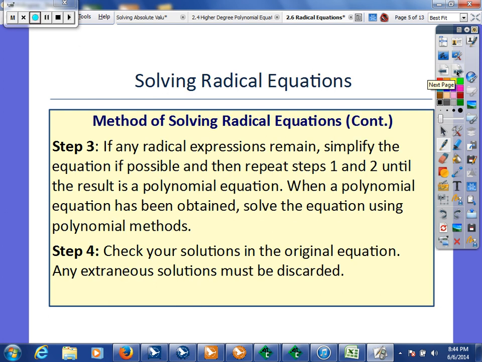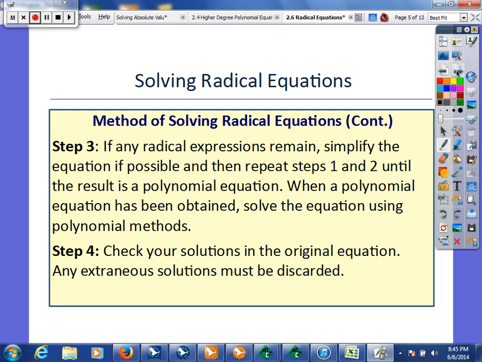Step 3 says if any radical expression remains, so let's say there were 2, one on one side, one on the other, and you can typically only get rid of one at a time, unless you get one of those special ones. Then what you've got to do is start over. Once you get rid of one, you've got to get rid of the other, because we need to get all the x's to a point where there's a polynomial so that we can solve using the polynomial methods we're comfortable with.